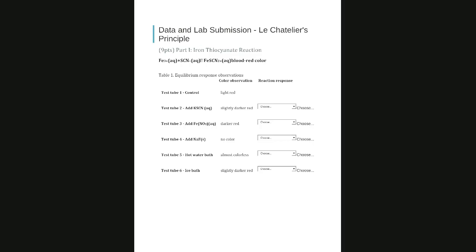Because you are not doing the reaction in the lab, the color observations here are given. So let's go and look. You have two different systems at equilibrium. This is what you are doing in the lab. The first one we saw is this reaction: iron plus thiocyanate produces this complex that is red.